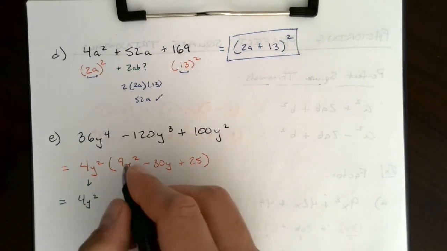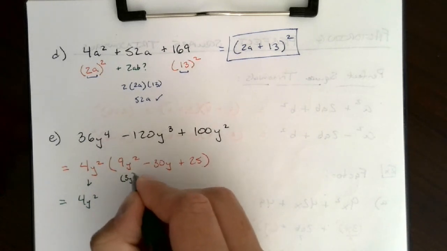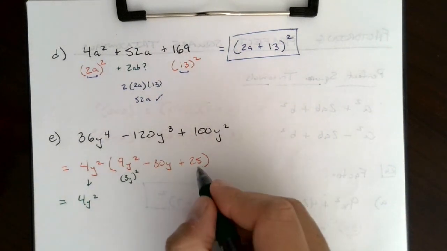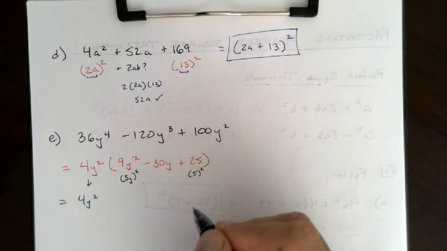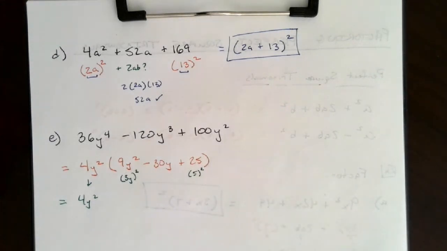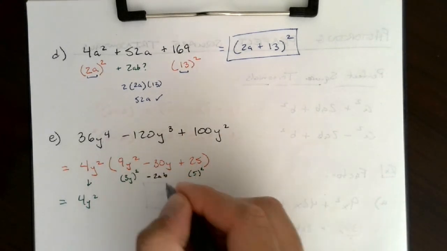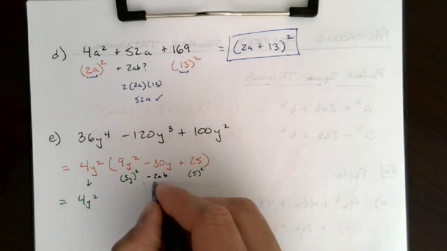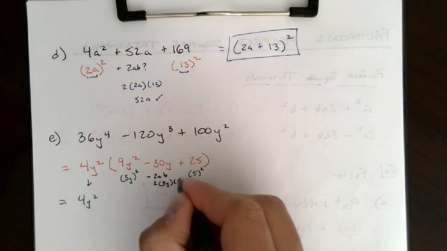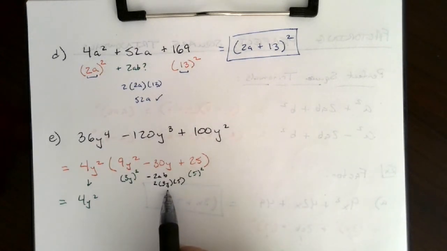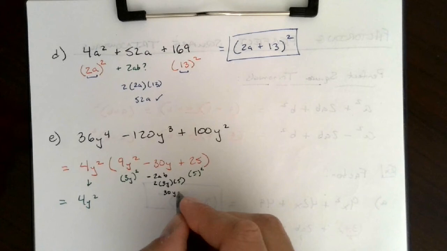9y squared, if I was looking at that, well, that's a perfect square. 9 is 3 squared, y squared is just y squared, so that's like 3y quantity squared. 25, is that a perfect square? Well, yeah, that's 5 squared. And what you really want to do is, remember, we're checking the middle. Does the middle come out to, in this case, minus 2ab? Well, what's 2 times a? A is the 3y times b, which is the 5. So we end up with 2 times 3y would be 6y times 5. That comes out to 30y. It does match up, so that checks out.